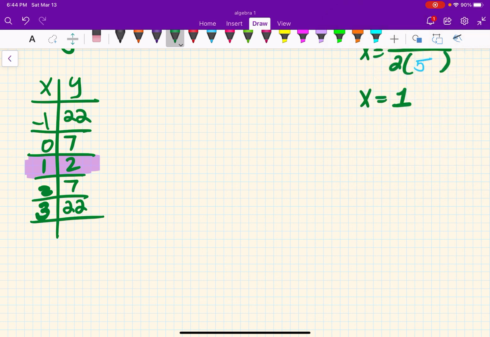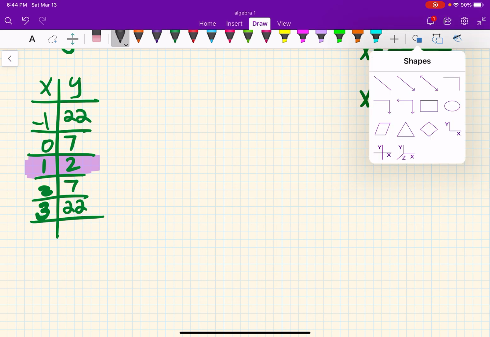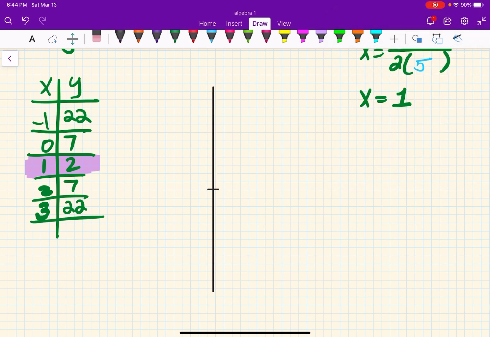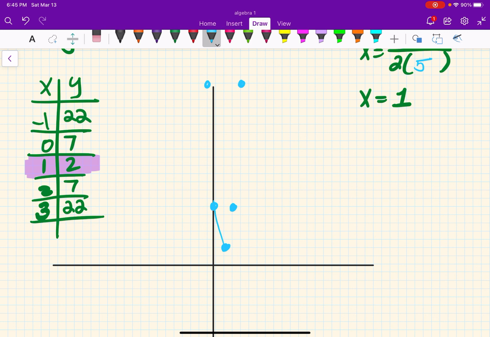Okay, so let me make our x, y. And again, we're looking for the solutions. Where does it cross the x-axis? Okay, so let's start with 1, 2. And then it goes to 2, 7. And 0, 7. So you can see this is pretty thin, because then we go all the way up to 22. So this is pretty narrow.